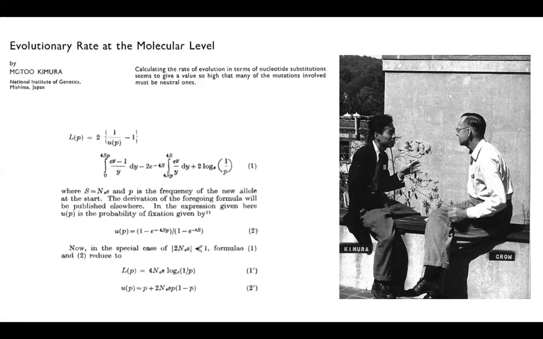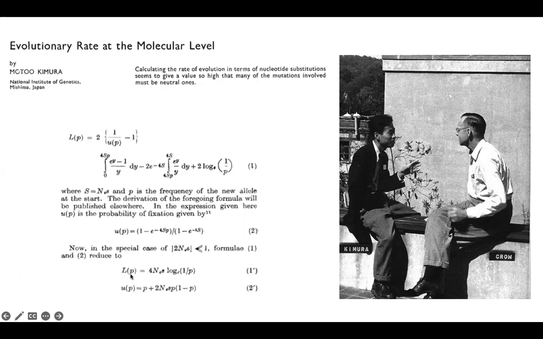Importantly, he notes that in the special case where the absolute value of capital S, again 2N of S, is less than 1, then equation 1, this one here, reduces to equation 1 prime down here. And note, again, that this is the load calculation. This is what Haldane calculated.